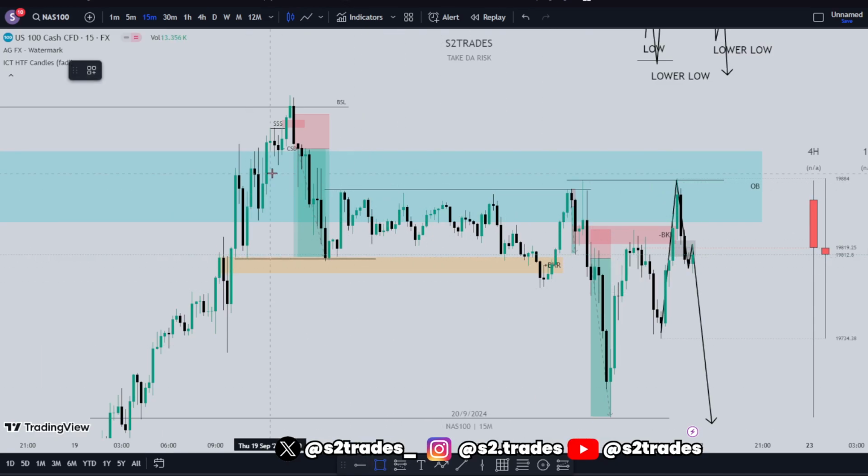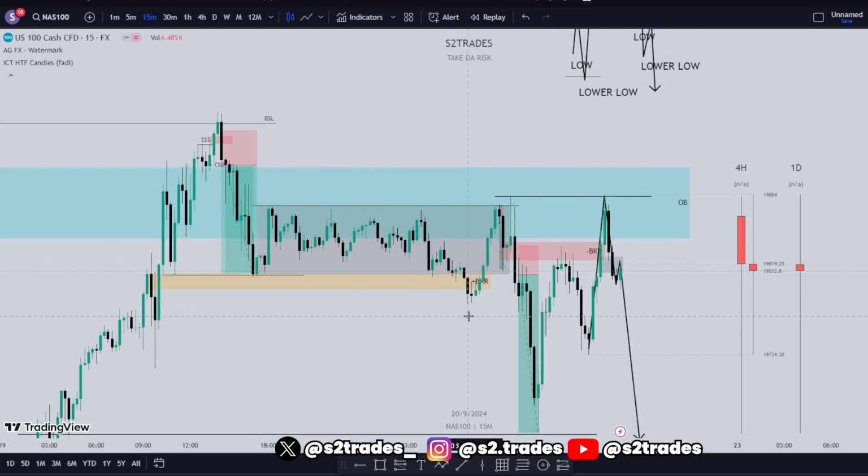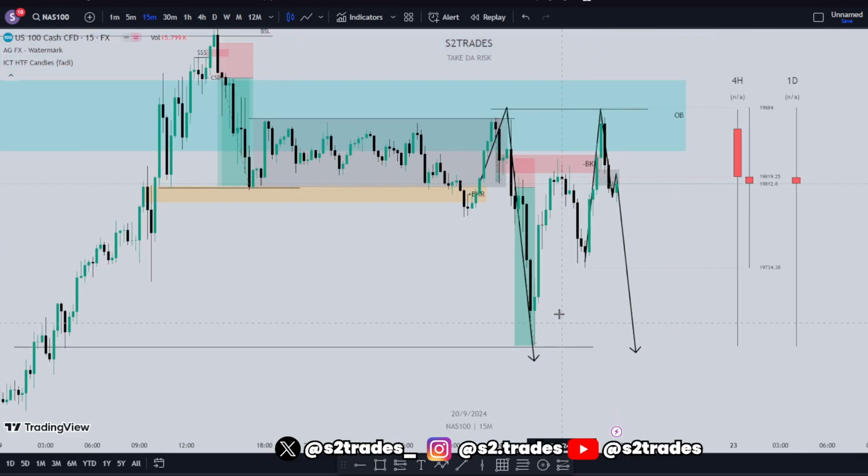For example, an accumulation, manipulation, distribution video. So here, this is what I'll be talking about. Look at this: accumulation, manipulated past it, and distributed. So you guys would have been able to catch this trade too. That's another thing I looked for when catching this short or these shorts.